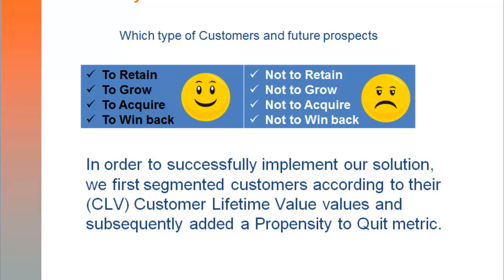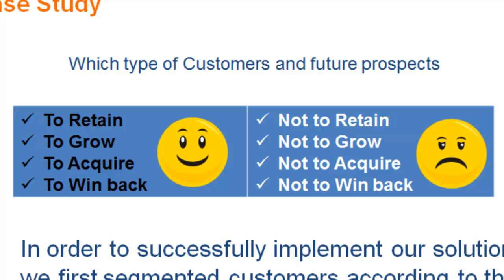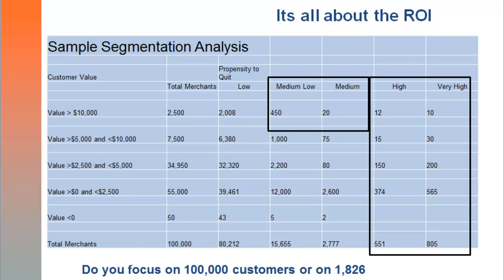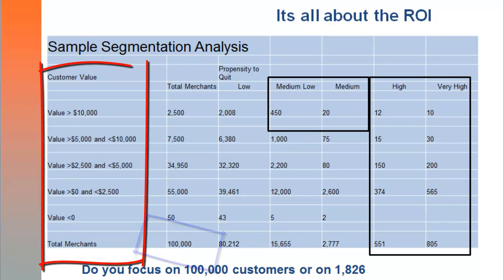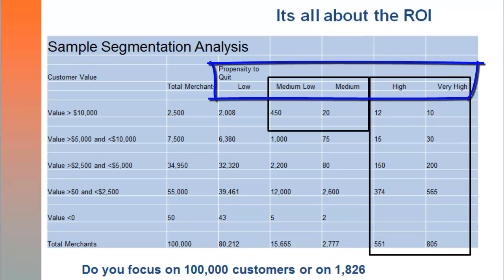I will walk you very quickly through a case study where we worked with a customer trying to understand who they were going to retain, grow, acquire, and win back, and who they did not want to keep, because naturally some customers have a negative value. Here we're assuming a population base of 100,000, whether B2C or B2B. On the vertical axis we have the value of each customer in terms of customer lifetime value, and on the horizontal axis, the propensity to quit.